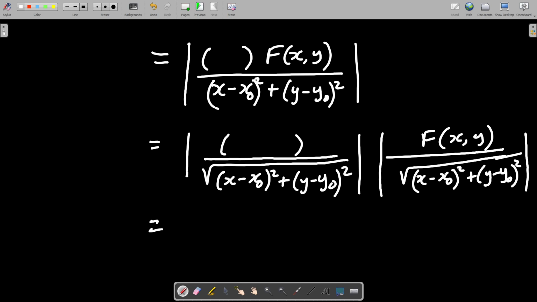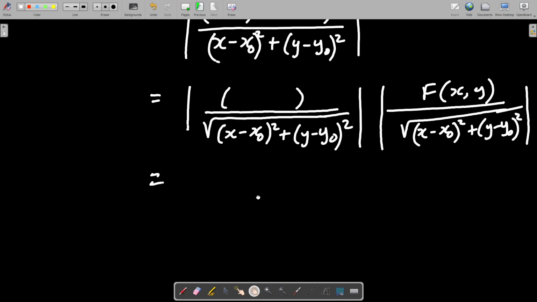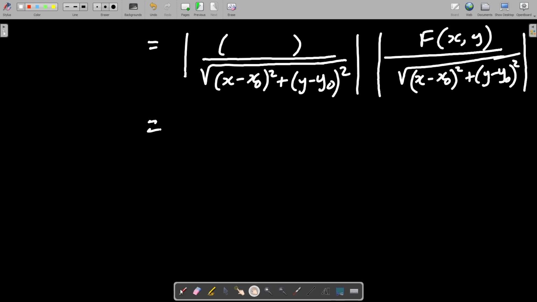I know that this expression, according to the formula, according to equation number 3 on top, which I had marked over there, the second expression tends to 0. As (x, y) tends to (x naught, y naught), this will tend to 0, and this is the thing which I'll have to take care of. So now let us do something for this.